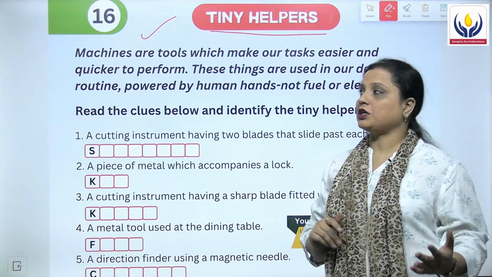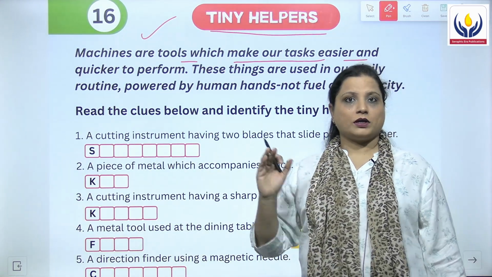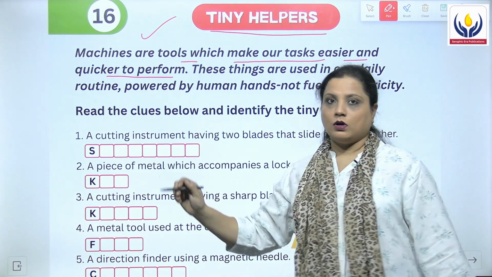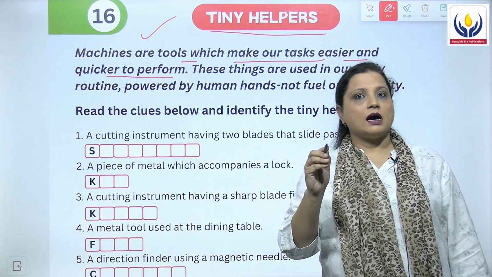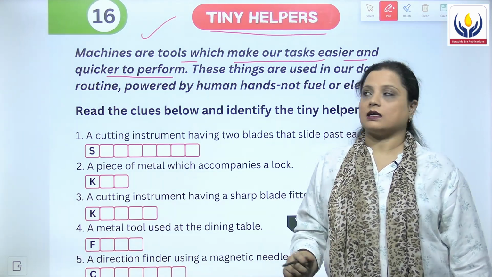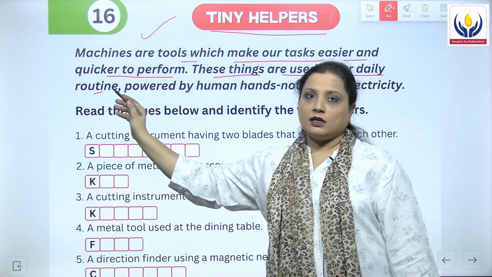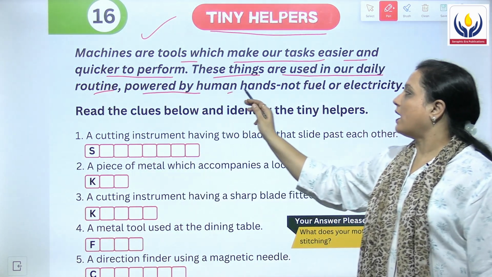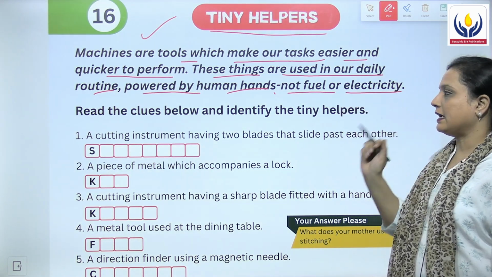You know, machines are tools which have made our tasks easier and quicker to perform, but don't forget that we are the hands which are giving the commands to the machines to do those tasks. So these things are used in our daily routine, but they are powered by human hands, not fuel or electricity.